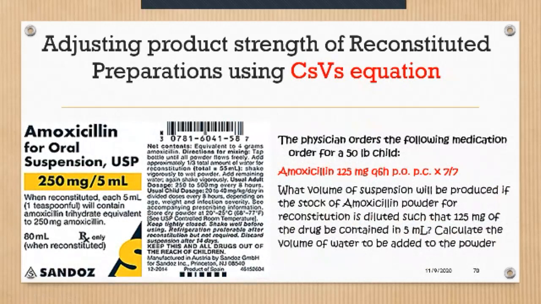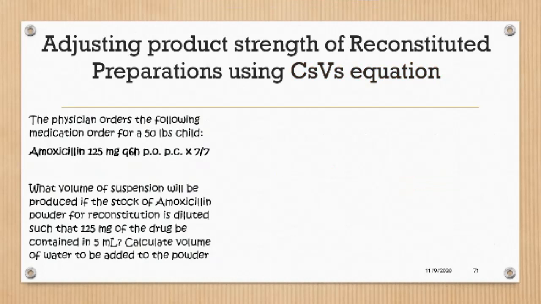Amoxicillin 125 milligram every 6 hours for 7 days. Doctor wants 125 milligram per 5 mil, and you have to calculate the amount of water required. First, you have to determine what the parameters mean in the equation. So CS is 250 milligram per 5 mil. VS is 80 mils. They are the stock. CD is 125 milligram per 5 mil, and VD, you don't know it.